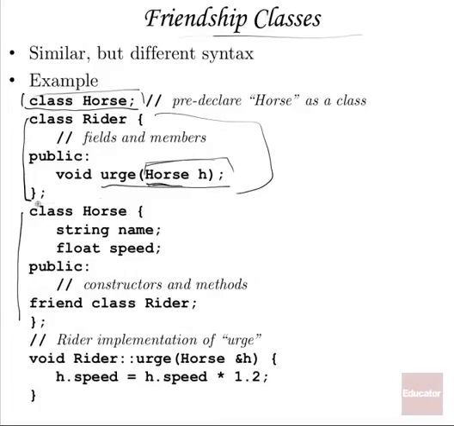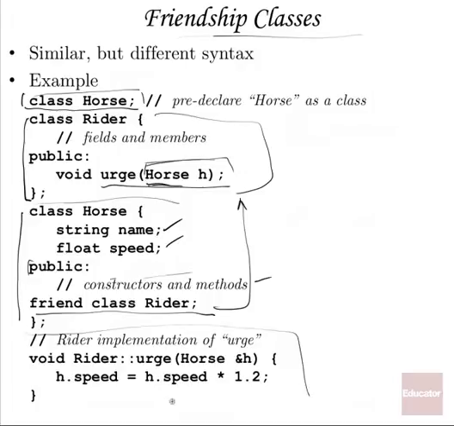Now here's our horse class, which has got the name, it's got the speed, and it's got the public constructors and methods and destructors. And now we have a friend class rider, which we don't have to define because it's already defined right up here. But now we have an implementation of urge, which comes even later in the code. So the rider urging the horse, just like the function, is increasing the speed by the same amount, multiplied by 1.2.